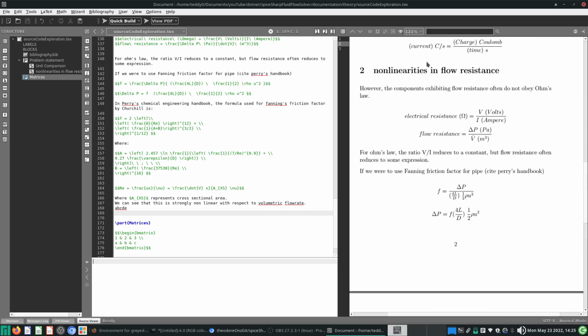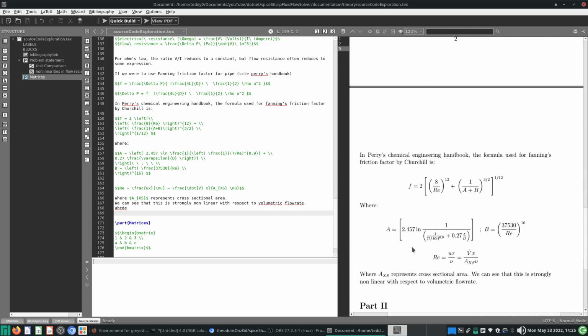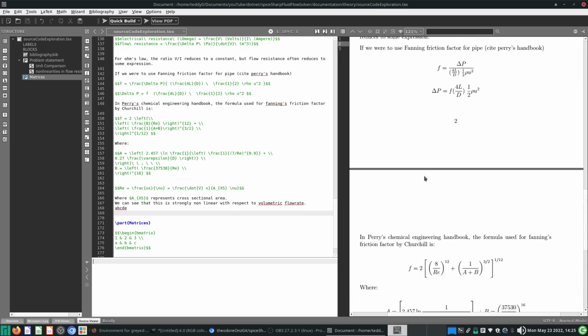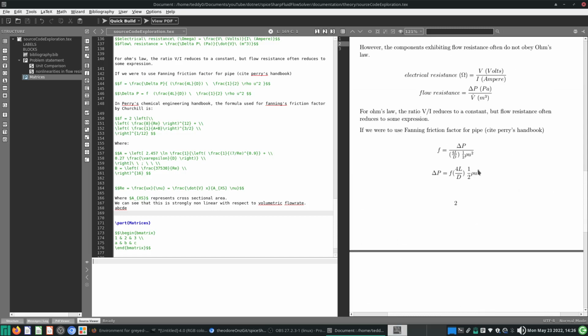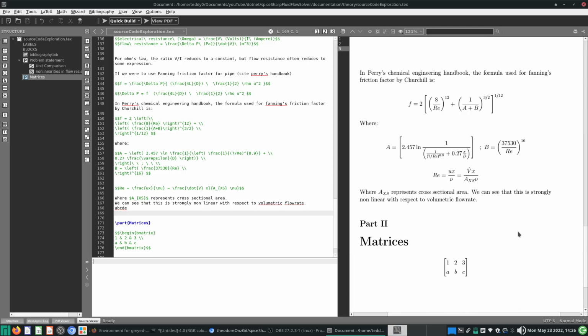However, of course, in flow resistance there are lots of non-linearities, and that's because we have a very non-linear relation between the friction factor and pressure drop. Or rather a non-linear relation between fluid flow rate and pressure drop. You see the friction factor here is actually some very complicated, very non-linear equation, and of course you have a u squared term right here. So this is the deal with fluid flow.